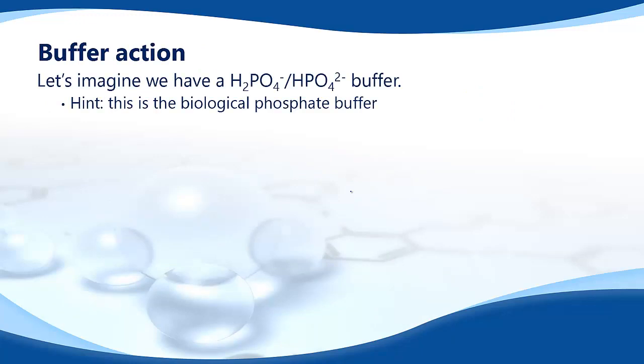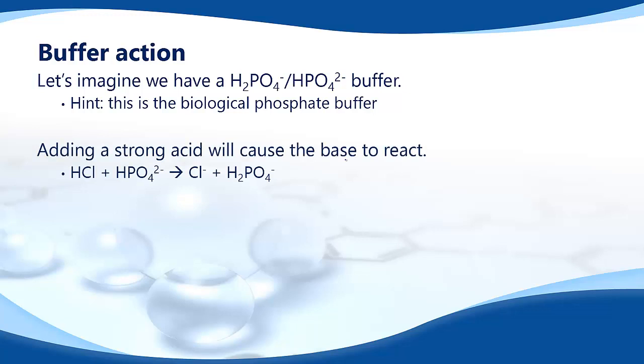Now we'll actually look at the way that buffers resist changes in pH. Right, so we're going to look at the phosphate buffer. This is the buffer that's in blood. This is the biological phosphate buffer. One of the two buffers you have in your blood, the other one's a carbonate buffer. Right, so this is dihydrogen phosphate and hydrogen phosphate. This keeps it around a pH of about 7.4 roughly.